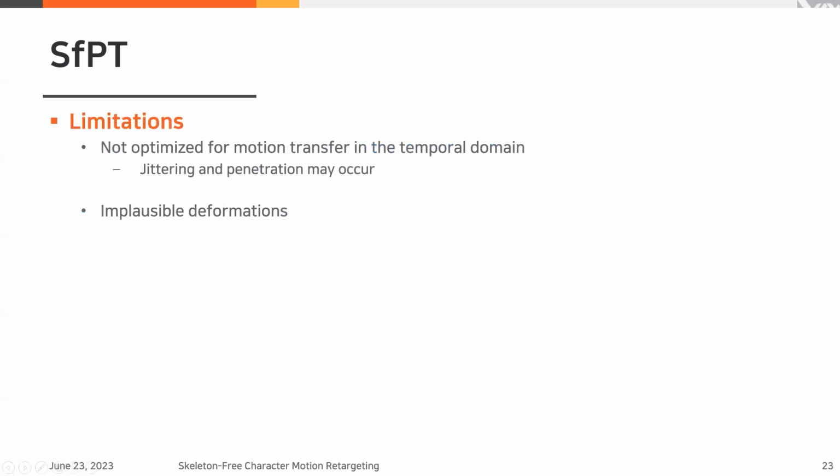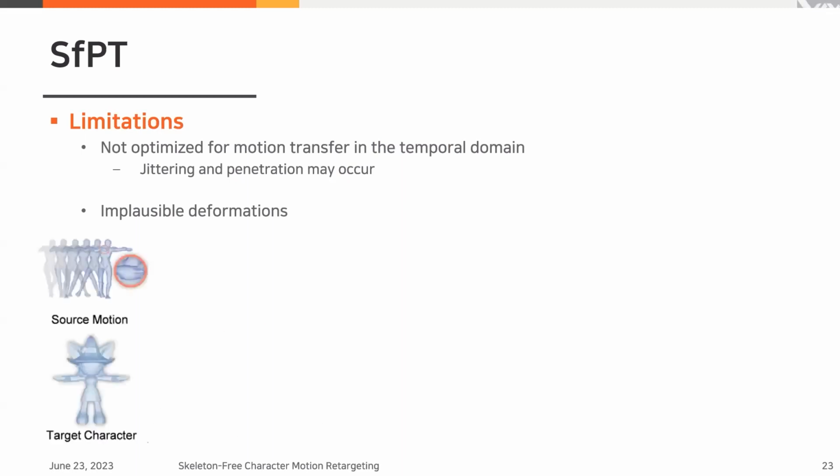And for limitations, there are two limitations in their method. First, this method is focused on pose transfer. So by computing frame by frame, the method can handle motion retargeting. However, the connectivities between frames are not considered, so jittering and penetration may occur. Also, there can be implausible deformation results in local part motion.